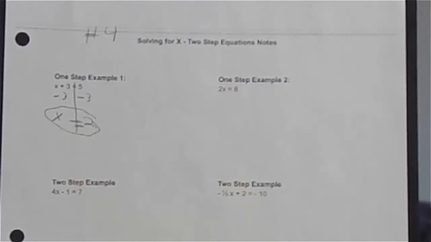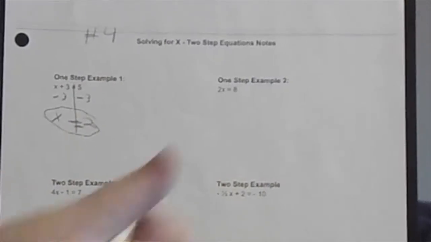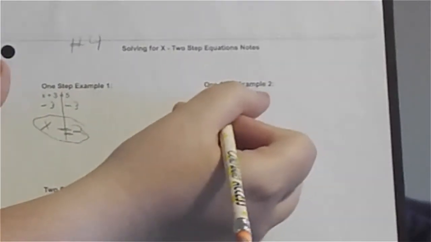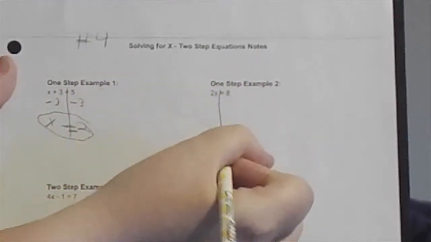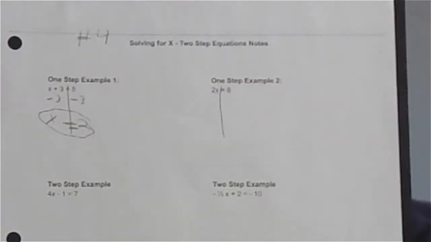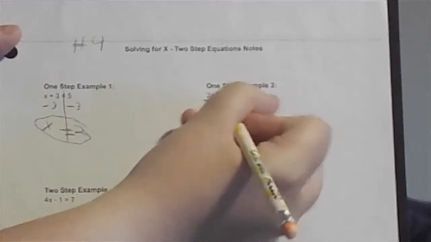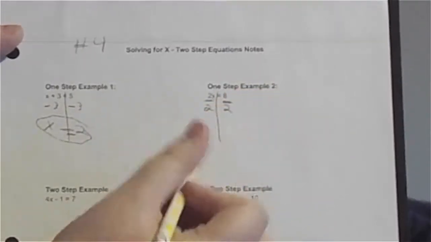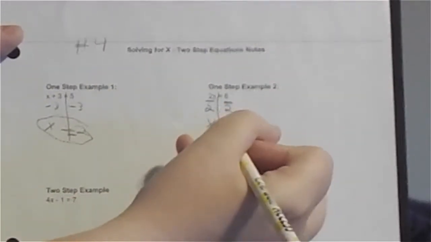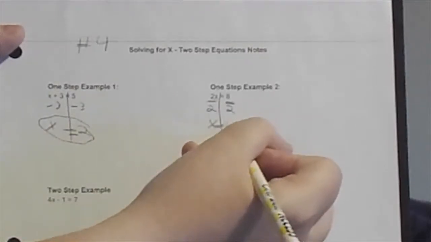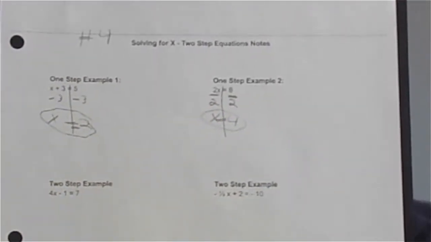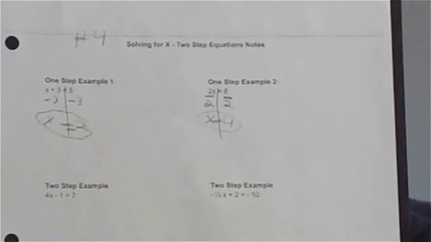Also, we learned one-step examples that dealt with multiplication and division. So if you look, it says 2 times something is 8. If I draw my wall to separate my two halves, on the left with x is the 2 that's being multiplied to it. To undo multiplication, I need to divide it away. So I'm going to divide both sides by 2. 2 divided by 2 is just 1x, and 8 divided by 2 is 4. So x is 4, because 2 times 4 is 8.